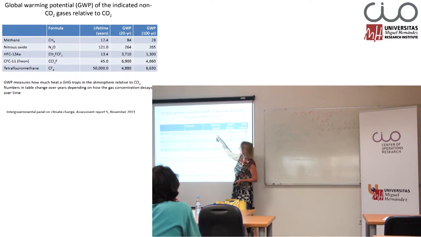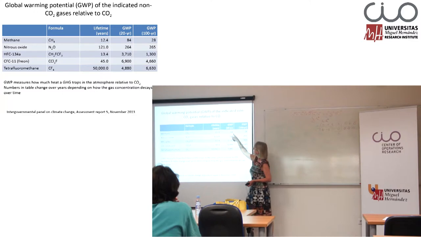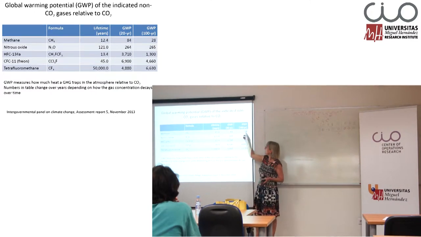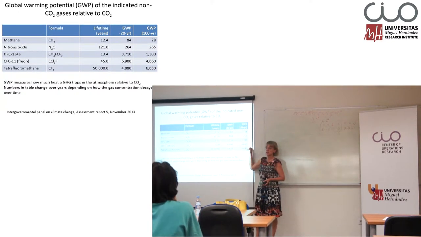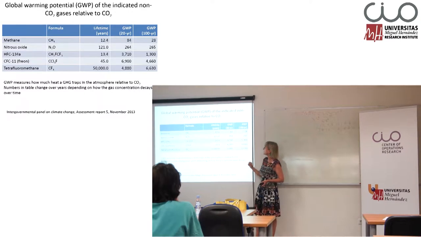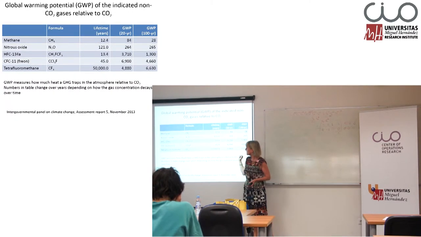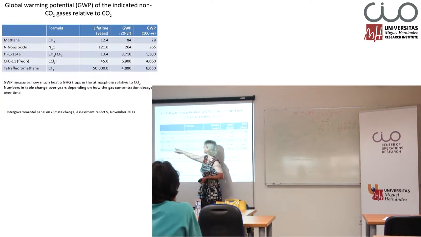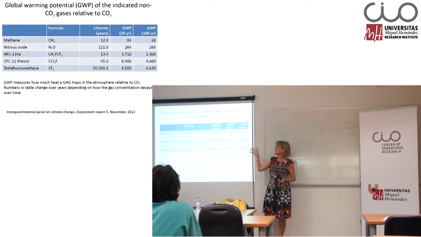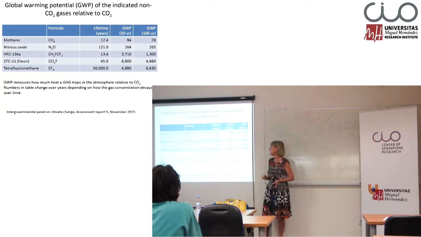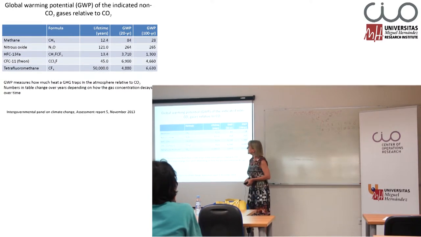CO2 is assumed to have one unit, and this is how much stronger than CO2 these gases are. We can see that because methane has a relatively short life, its impact over 20 years is much bigger than over 100 years. But for some of these, like those F gases that I mentioned, you can see that the impact is thousands of times higher than regular CO2. For instance, freon, which has a really strong impact, is a gas present in some older versions of refrigerators, and the industry is trying to phase it out because of the bad impact it has on the environment.